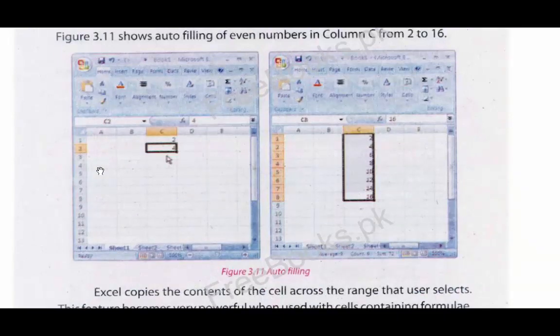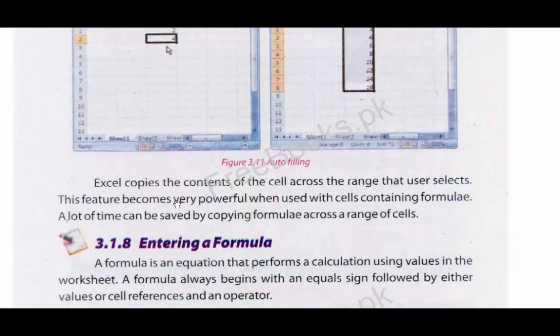Here you select 2, 4 and then you click here on this point. A plus sign will be shown, then you click it and drag it down and it will add the even numbers in the boxes. Excel copies the content of the cell across the range that user selects. This feature becomes very powerful when used with cells containing formulae. A lot of time can be saved by copying formulae across a range of cells. You can perform this step on the formulas too.